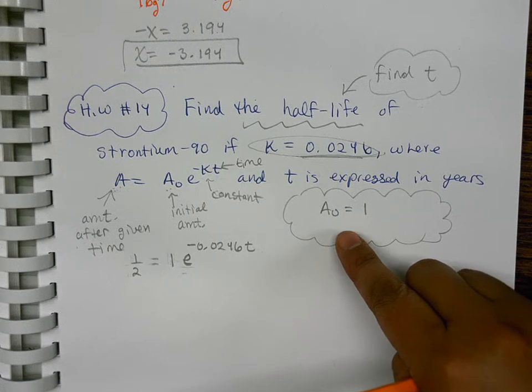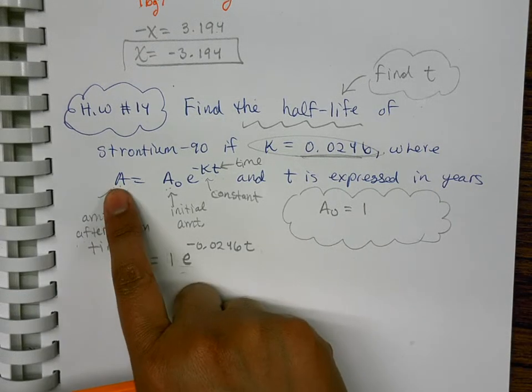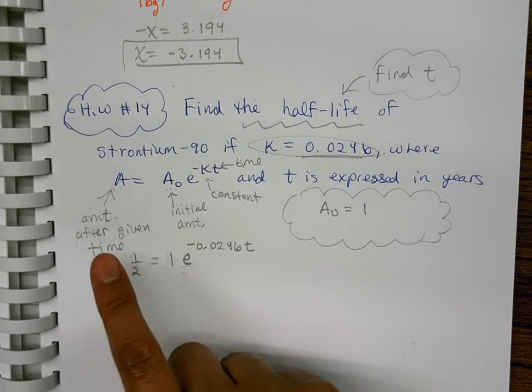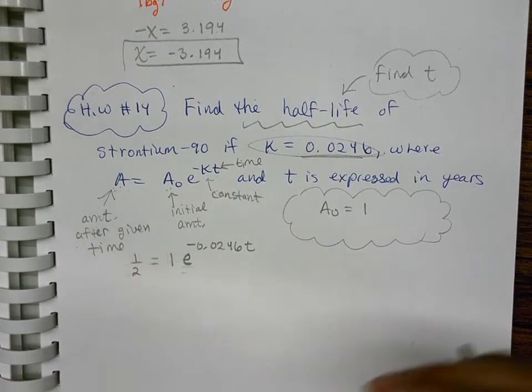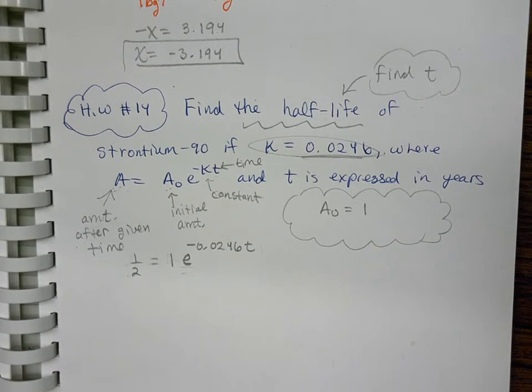One more time. When they do not give you your initial, whether it's half-life or an investment problem, you make it 1, and your A, or whatever this letter is on this side, P, whatever it may be, equals, in this case, half, or 2 if you're trying to double, or 3 if you're trying to triple, and so forth. Okay, I'm going to get started on this problem. I just want to make sure everybody's understanding what I've said.